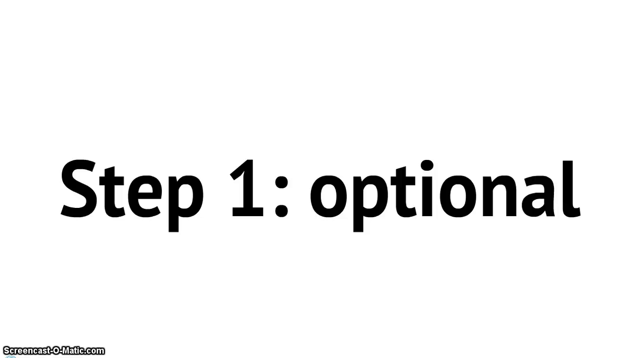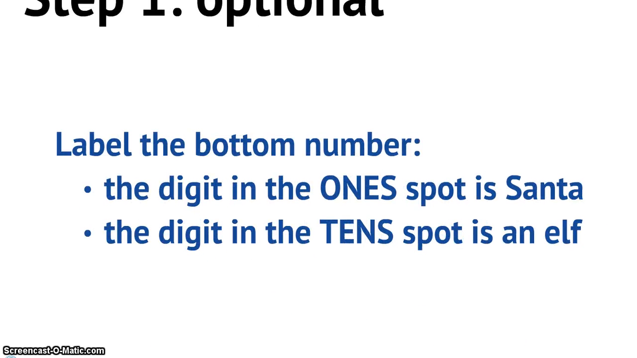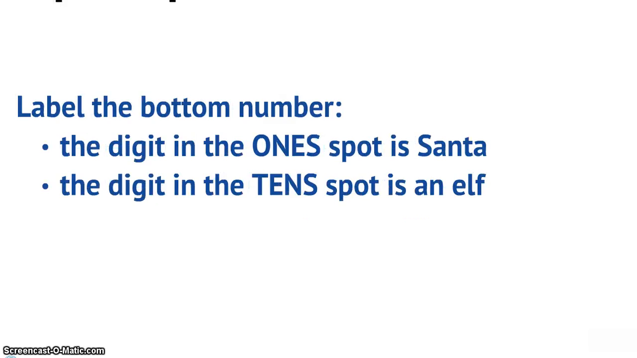Step 1 is optional. That means you don't have to do it if you don't want to, but it's a good thing to help you remember some of the steps. You're going to label the bottom number in the multiplication problem. The digit that's in the 1 spot is going to be Santa. You'll give him a Santa hat. And the digit in the 10 spot is going to be an elf. You're going to give him elf shoes.